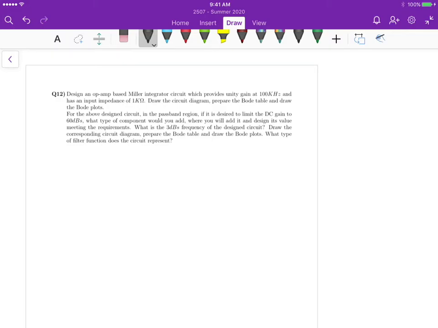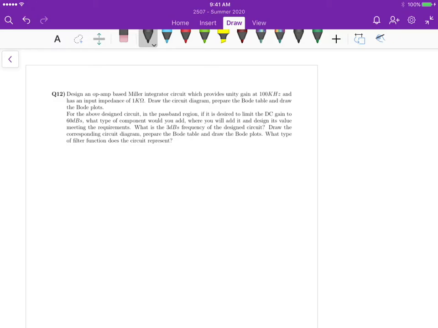This is question 12. For this question, we have a lot of things to do. First, we need to design an op-amp-based Miller integrator circuit, which provides a unit gain at 100 kilohertz and has an input impedance of 1K. So we need to draw the circuit diagram, prepare the Bode table, and draw the Bode plots.